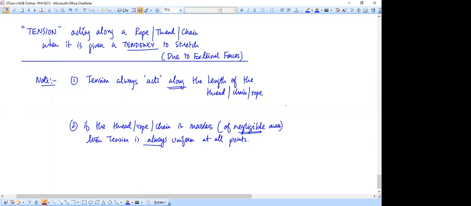So these are the two important things to understand about tension. That the direction of the tensile force or tension is always along the length of the thread or chain or the rope. And secondly, that as long as the mass of the chain or the rope or the thread, whatever I'm considering, is very small, negligible compared to the other masses in my system, I can treat the tension as a uniform force.